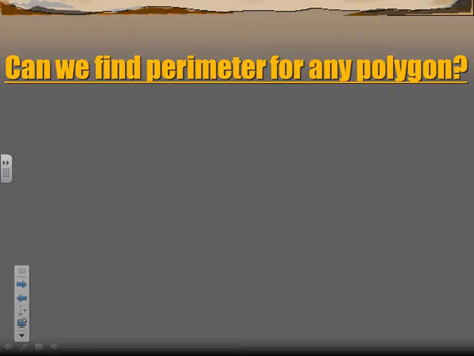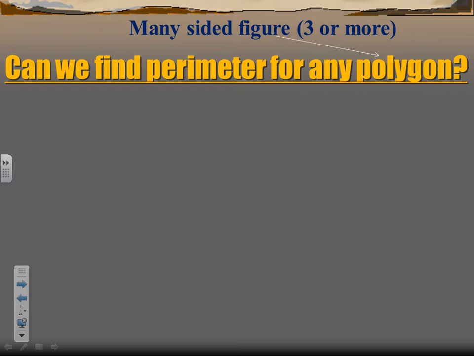All right, can we find perimeter for any polygon? A polygon, make sure you write this down, is a many-sided figure. 3 or more sides. So the least amount of sides that a polygon can have is 3. So you're on to the second block here of your notes. What I would like you to do is stop the tape, go through and see if you can label as many of those as you know their names. So go ahead and do that.